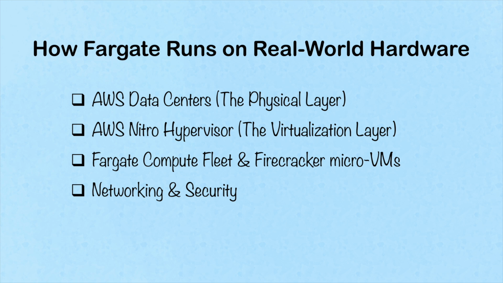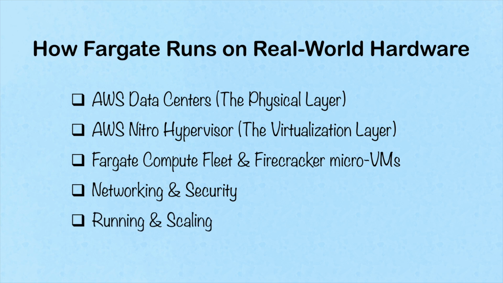Networking and security. Fargate delivers built-in security through complete task isolation. Each task runs in its own Firecracker micro VM with a dedicated network namespace, just like a standalone machine. AWS adds multiple protection layers: IAM controls access, VPCs isolate traffic, and security groups filter connections. You get VM-level security with container agility, all managed automatically by AWS.